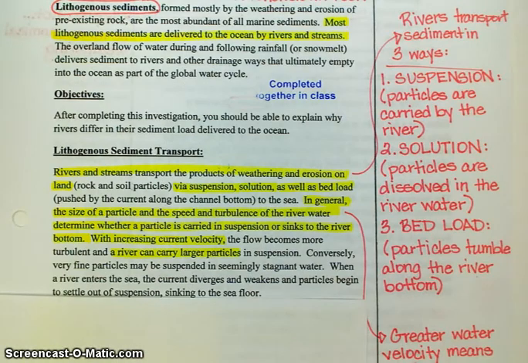Okay, so looking at the paragraph under lithogenous sediment transport, I want you to highlight where it says rivers and streams transport the products of weathering and erosion on land via suspension, solution, as well as bedload. Also take your highlighter and highlight the sentence that says, in general, the size of a particle and the speed and turbulence of the river water determine whether a particle is carried in suspension or sinks to the river bottom. And then also highlight, with increasing current velocity, a river can carry larger particles.